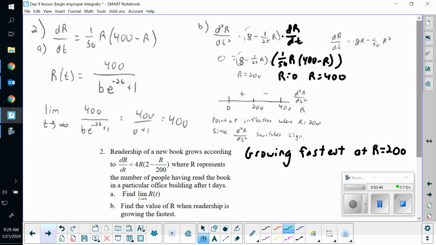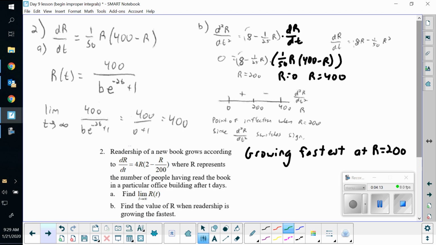So they gave us the original differential equation. So to be in the form that we want, we need the inside to be just our carrying capacity minus whatever our y value is, which is r in this case. So we had to pull a 1 over 200 out front. When you did that, that made it be 1/50th r, and then we're left with the 400 minus r. Again, we needed to do that so that we could identify the carrying capacity, and it also allowed us to identify k in this case.